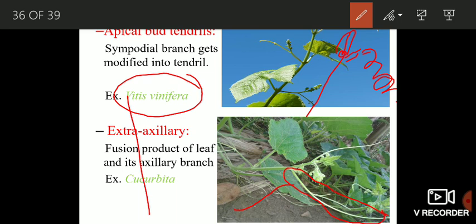I will tell you how. This is the node and it contains an axillary branch, and this axillary branch is also having a leaf below it, and both these things, I mean the axillary branch and the leaf, they combine, they fuse and result in the formation of a tendril.